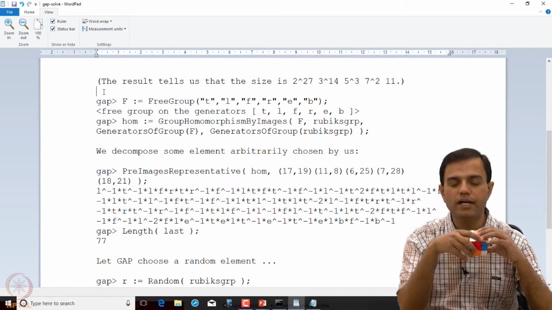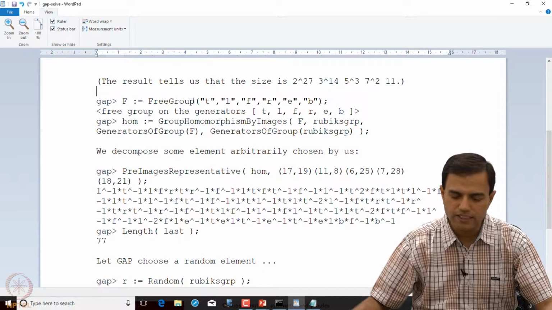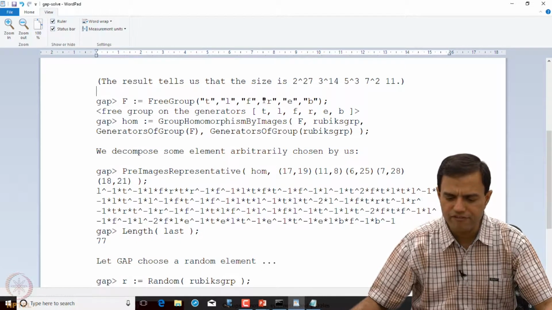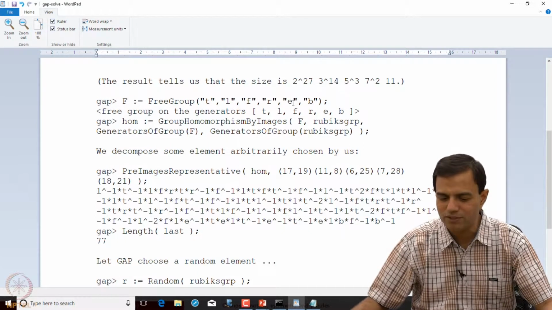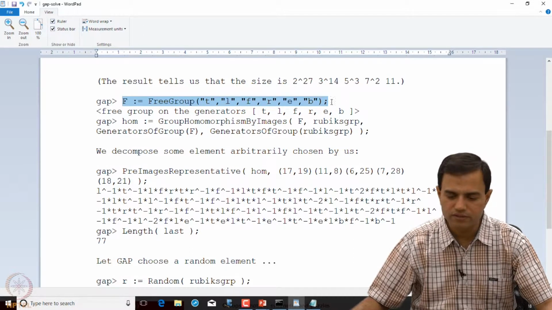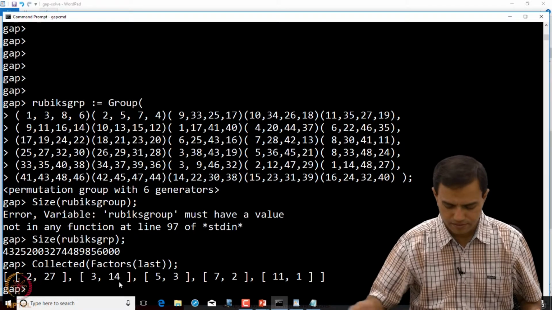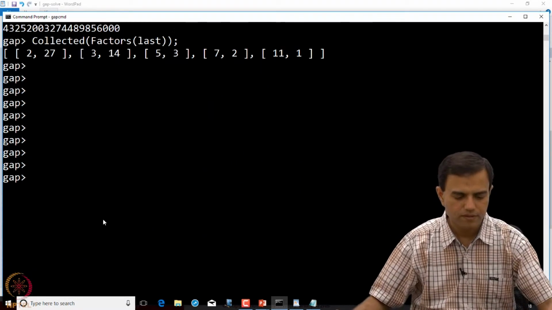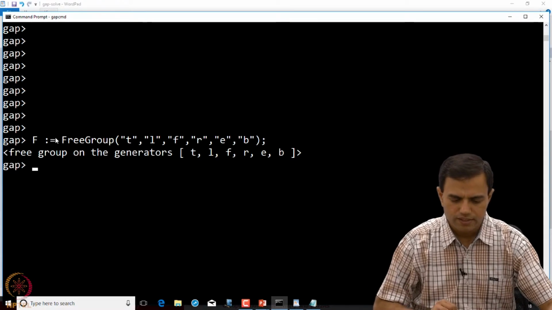First I construct a free group with 6 generators. I just call those generators T, L, F, R, E, and B, except I don't want to use B twice, so I am using the notation E. So I am having a free group on these 6 generators. Let me just do that.